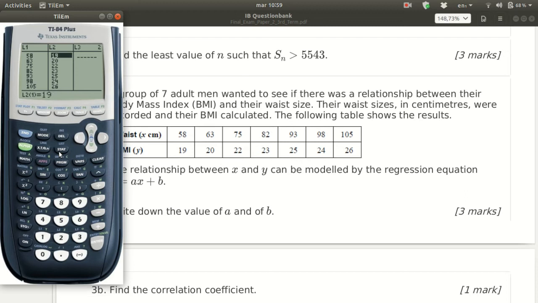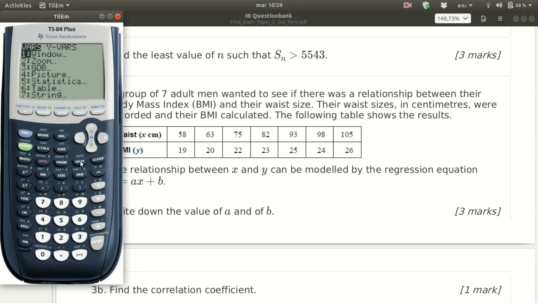All right. So now we're going to go into stat again. We're going to move to the right to calc. And we're going to come down to where it says linear regression. Okay. So what is the X list? List number 1. What is the Y list? List number 2. Is there a frequency list? No. Do we want to store it? It's always a good idea to try to store this. So we're going to store it.